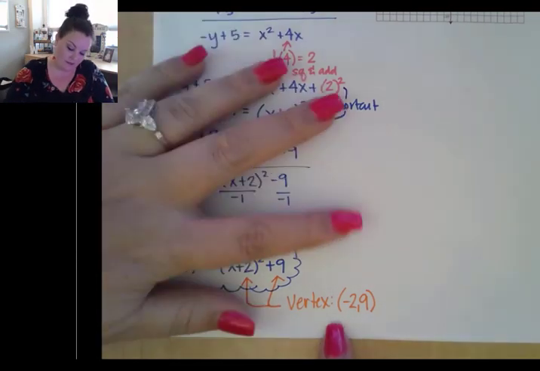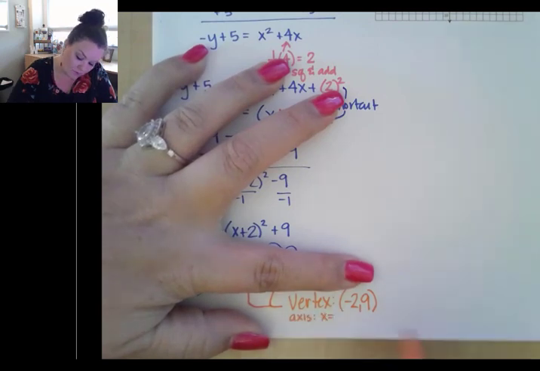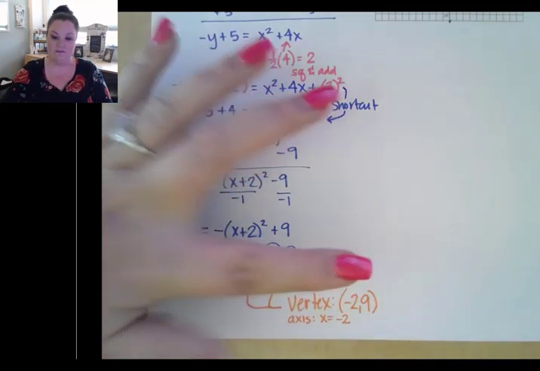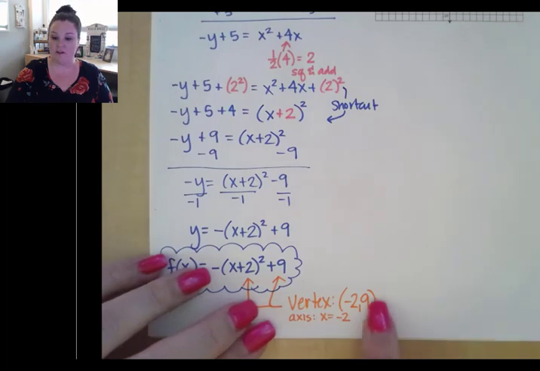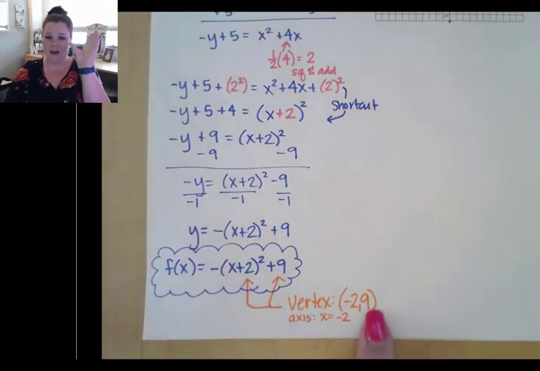Okay. Now that we know what our vertex is, we should also know what that axis of symmetry is, right? So our axis of symmetry is going to be x equals whatever the x value is of our vertex, which in this case is a -2. And then we should know our max or our min value is going to be this 9. So let's think about it. Are we going to have a minimum value or a maximum value? We need to know which way it's opening.